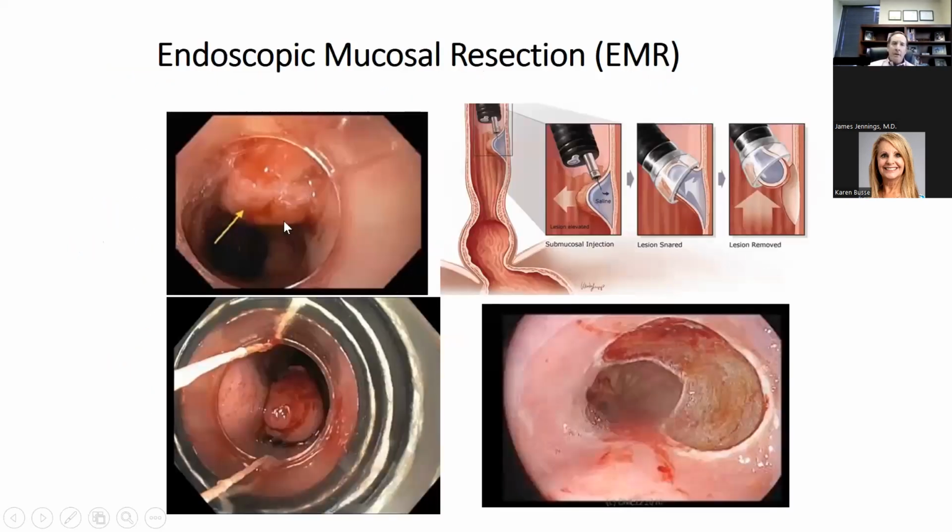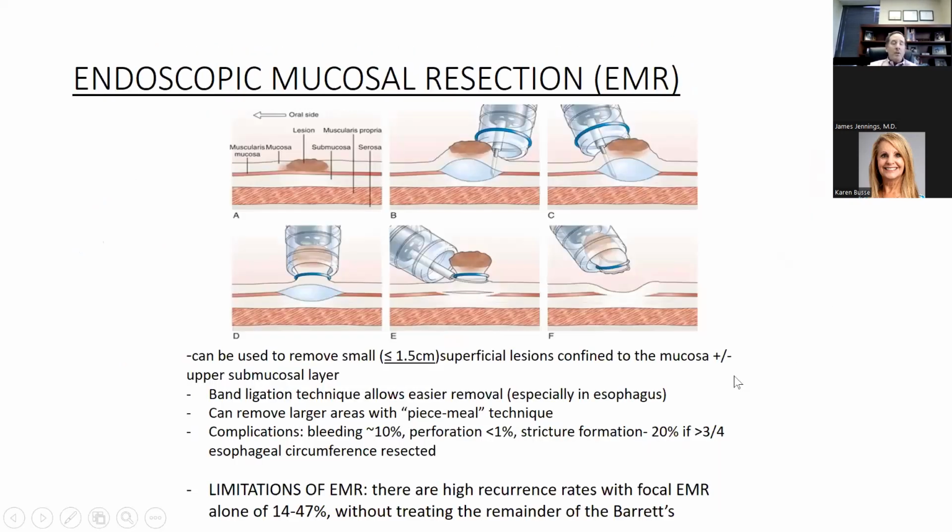The first way, we cut out a very small lesion of Barrett's esophagus, less than 1.5 centimeters, with EMR. This involves sucking this nodule within the Barrett's into this cap, putting a rubber band around it, and then using a snare and guillotining it off. EMR is good for very small lesions. However, the biggest risk is that there are recurrence rates if you don't get rid of the rest of the Barrett's, number one. And if the lesion is greater than 1.5 centimeters, then you may have positive margins.